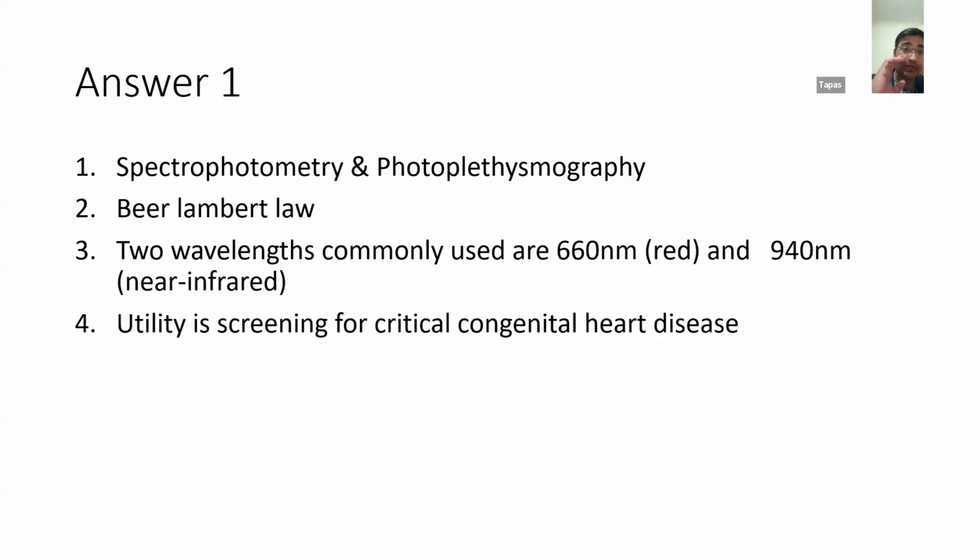Basically, the Beer-Lambert law states that the concentration of any absorbing substance in a solution is directly proportional to the intensity of light transmitted through that solution. What does it mean? Suppose you have an absorbing substance in your solution and you are passing a light. The intensity of light transmitted through the solution is proportional to the concentration of that absorbing substance in that solution. So what happens in the pulse oximeter is this.